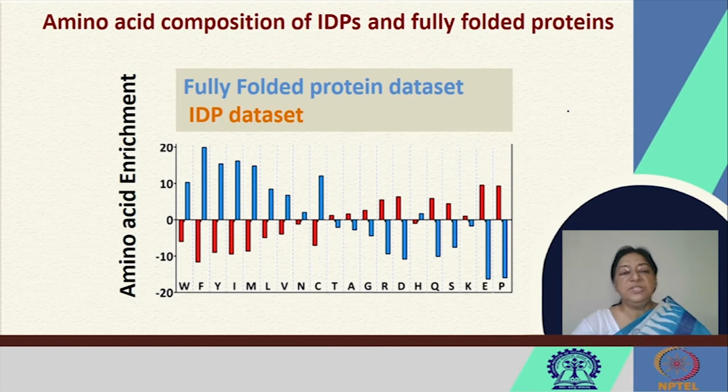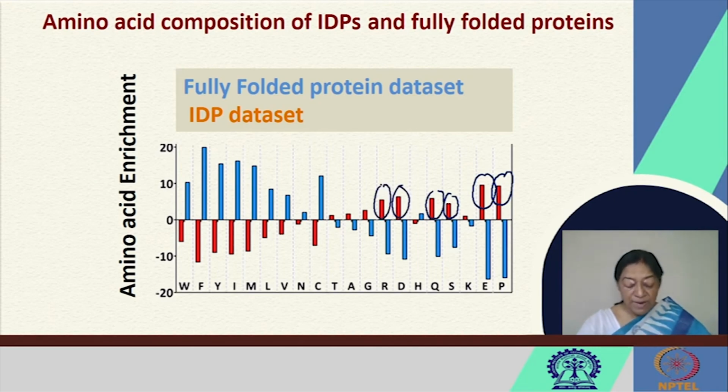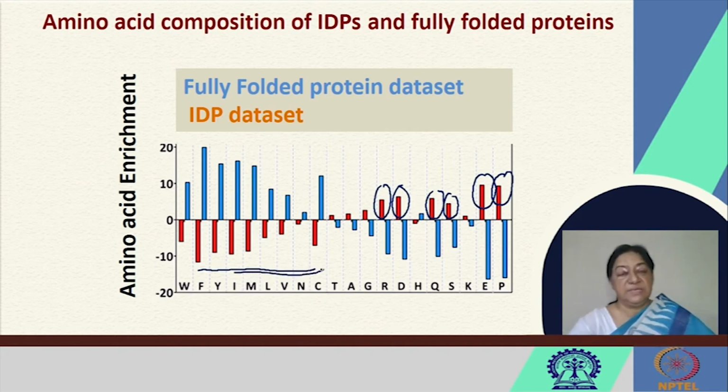If we look at the distribution or the amino acid enrichment of a fully folded protein data set compared to an IDP data set, we will see the predominance, as we looked at, of proline, glutamic acid, and the smaller polar ones: serine, glutamine, aspartic acid, and arginine. Whereas the hydrophobic ones are less represented.